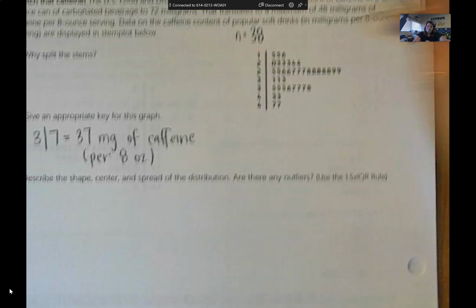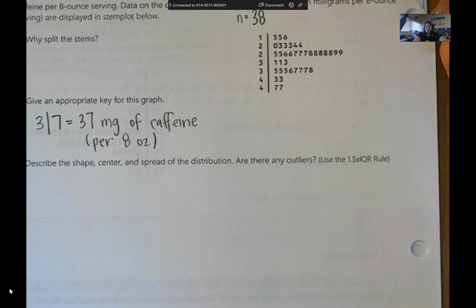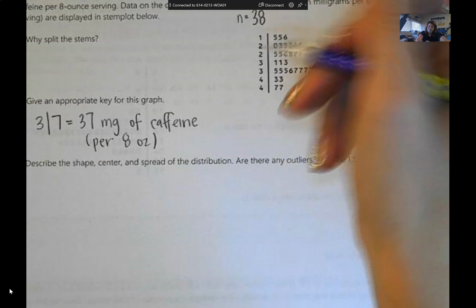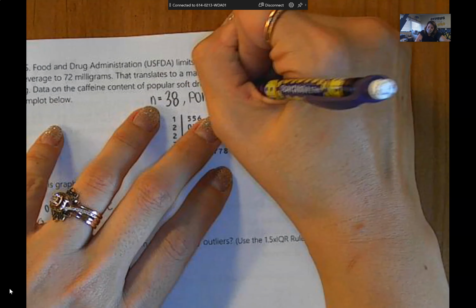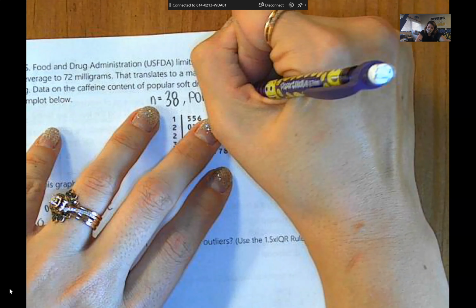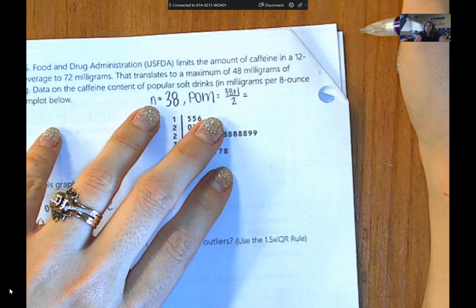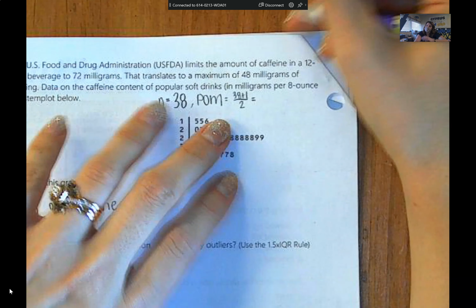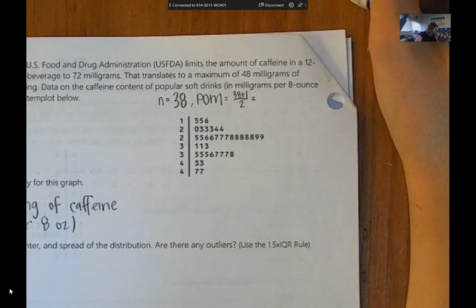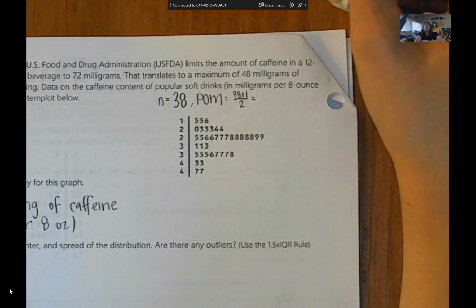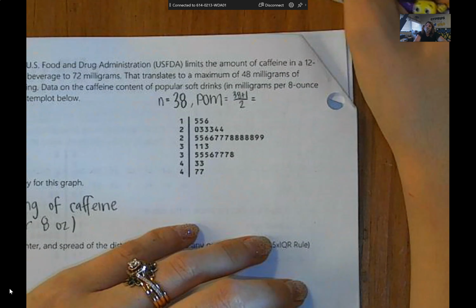Okay, so now to find the position of the median, I can use that formula that we learned last time. That's going to be 38 plus 1 divided by 2. You guys are going to have to tell me because I can't do that in my head. Good. You're fine. What'd you guys get?